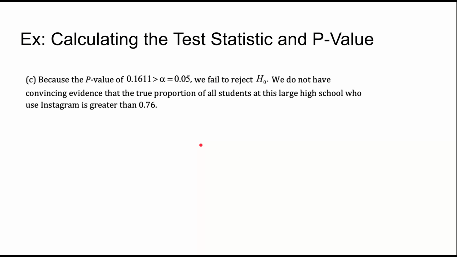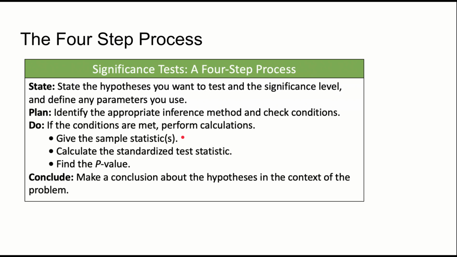All right, and for part C, because the p-value of 0.1611 is greater than alpha equals 0.05, we fail to reject H naught. We do not have convincing evidence that the true proportion of all students at this large high school who use Instagram is greater than 0.76.